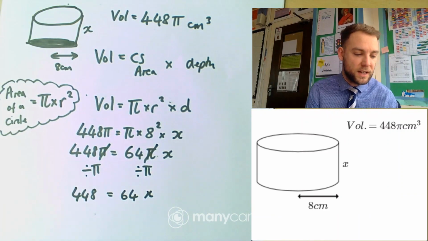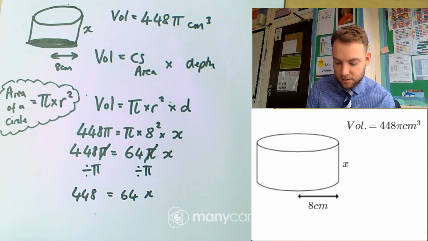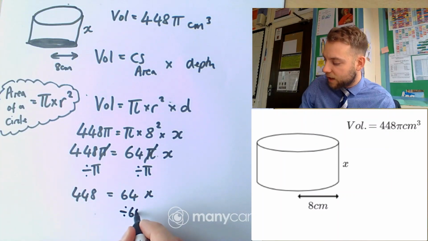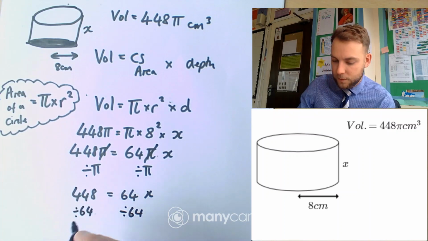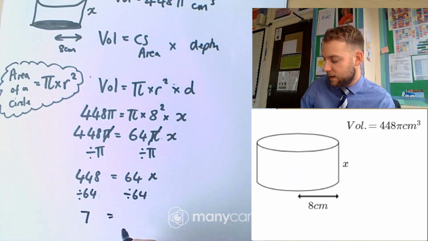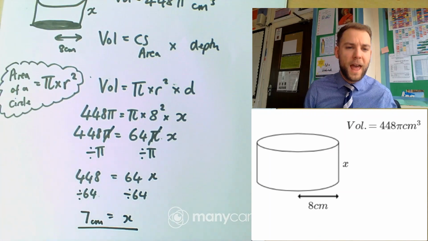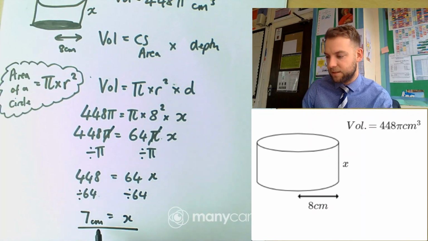And we're really nearly finished with this now. So the last little part is 448, I'm dividing both sides by 64. So 448 divided by 64 is equal to 7, and this divided by 64 is just equal to x. So I end up with x is equal to 7 centimetres.